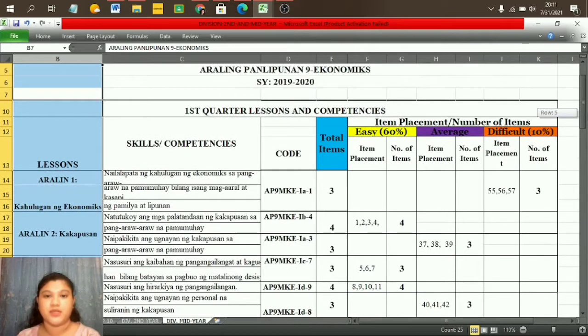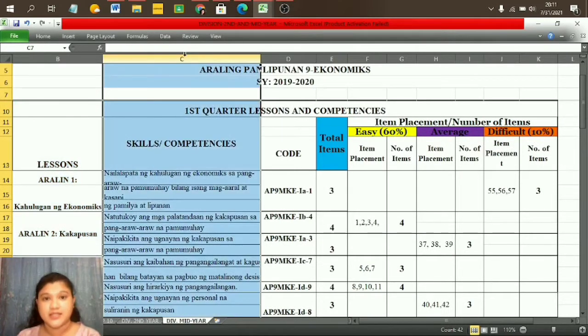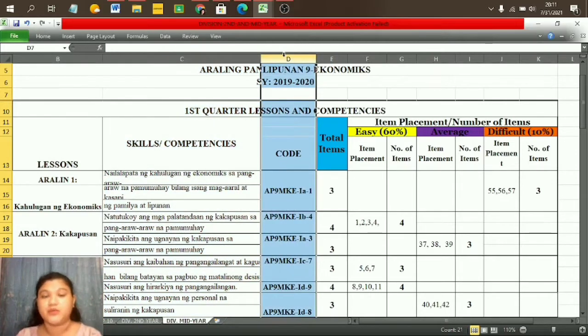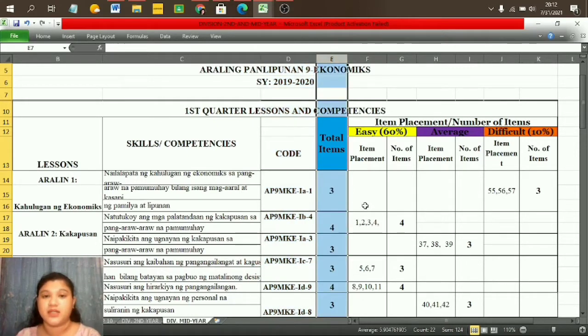So the next one are the skills and competencies, which can be found in the curriculum guide of Araling Panlipunan. The third one would be the code. This can also be found in there, and the skill or competency would go with the code. This is a pre-made code that is already in the curriculum guide. The next one are the total items that each lesson would have in the test.